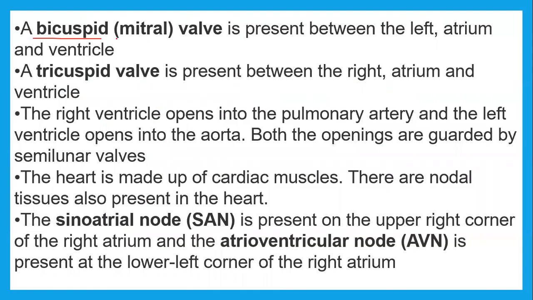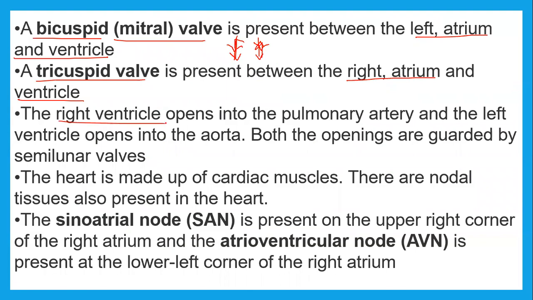A bicuspid valve or mitral valve is present between the left atrium and the left ventricle, and a tricuspid valve is present between the right atrium and the right ventricle. What is their function? They prevent the backflow of blood from the ventricle to the auricle. Always blood flows from auricle to ventricle on both sides. So the tricuspid valve on the right side and the bicuspid or mitral valve on the left side prevent the backflow of blood from ventricles to auricles.